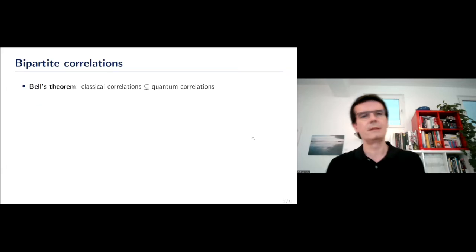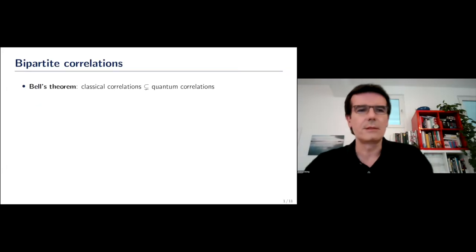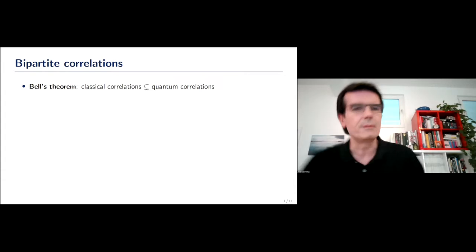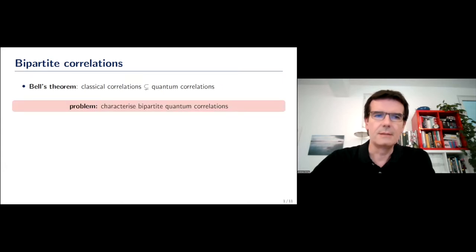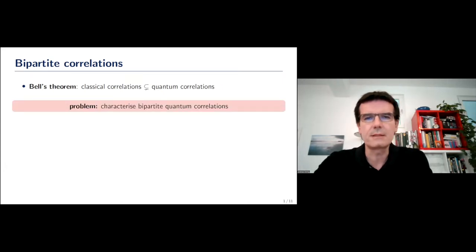Well, we look at quantum correlations, and of course we know from Bell's theorem that they are stronger than classical correlations in general. The immediate problem is to characterize quantum correlations, and we'll focus on the bipartite case here.